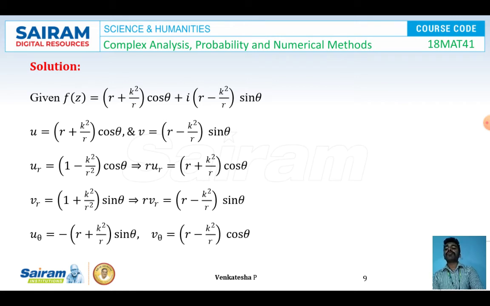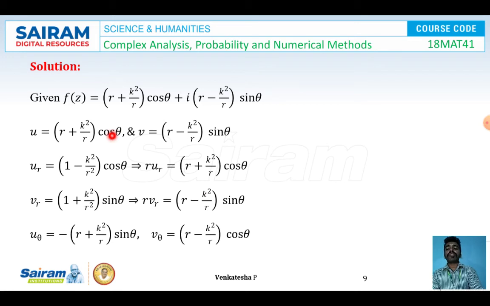Differentiating r gives 1, and 1/r becomes −1/r². Same thing here also: r becomes 1, and −1/r becomes +1/r². From this I can take r as a common factor and take it to the LHS. I got r u_r = (r + k²/r) cos θ from the u_r equation. Same thing here also, taking r common, I got r v_r = (r − k²/r) sin θ.